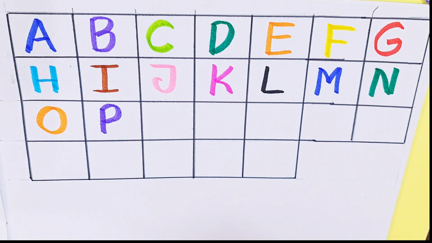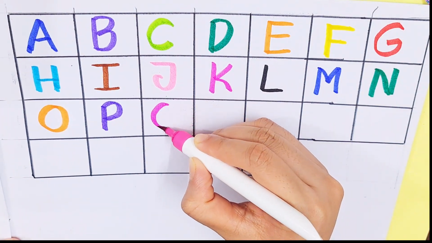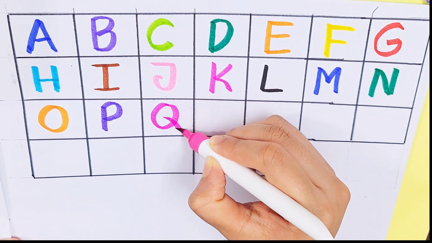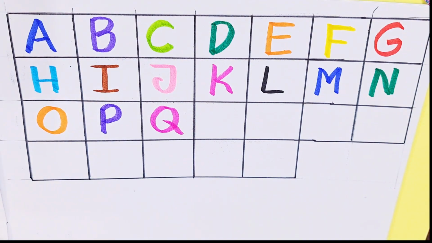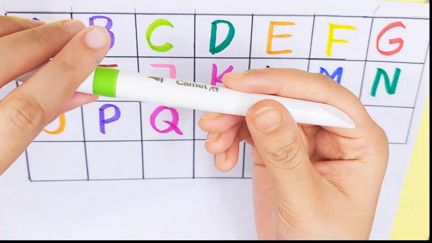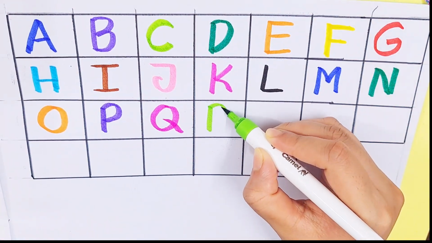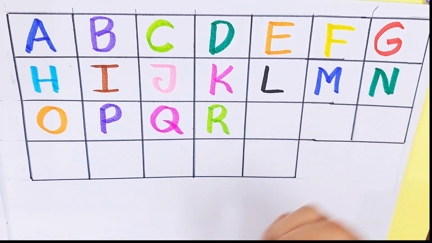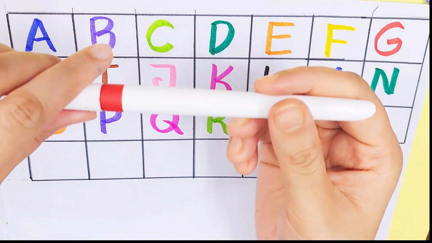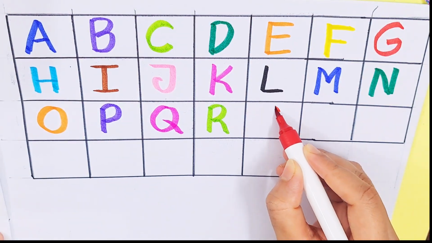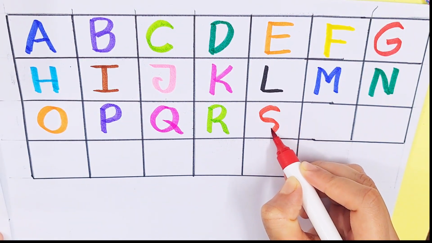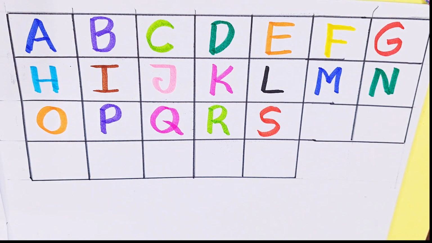Purple color, Q. Q for queen. Light green color, R. R for rainbow. Red color, S. S for star.